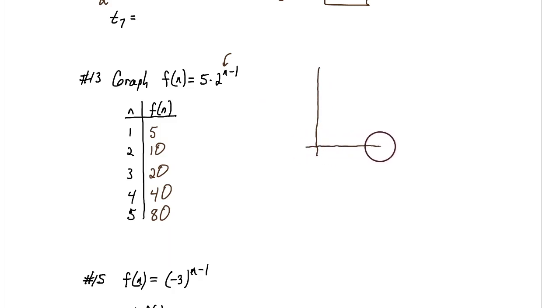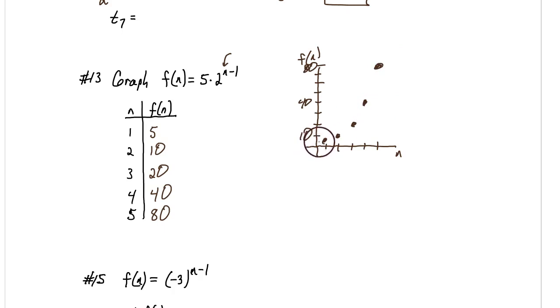We really only need quadrant number 1 of a grid. And this will be our n-axis. We're going to count to 5. This will be our f of n axis, and we got to get from 5 to 80. So maybe this is 10, 20, 30, 40, 50, 60, 70, 80. Now let's graph the dots. 1, 5, 2, 10, 3, 20, 4, 40, and 5, 80.